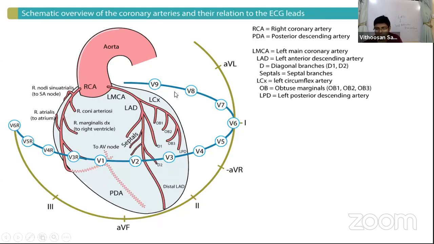You ask the ECG technician to put some leads. Look at this, V7. Normally it is not there in the normal ECG. V8, V9. You ask the technician to put some new leads at the back, to look at the posterior side. Right, okay? Clear?